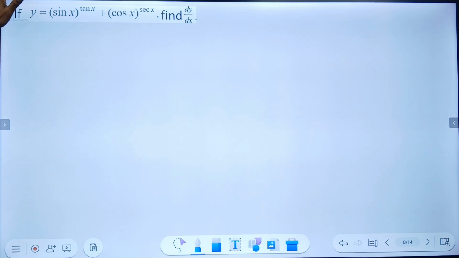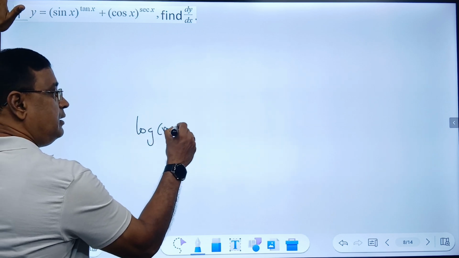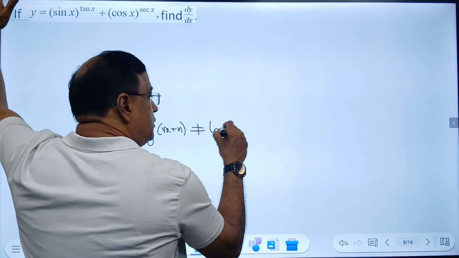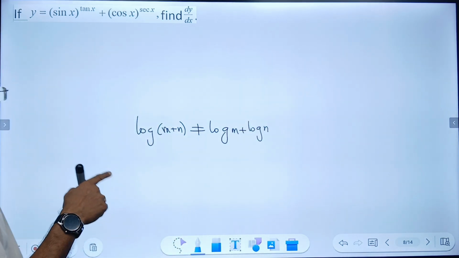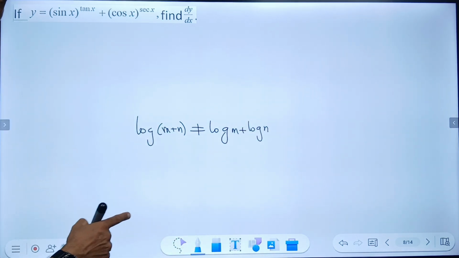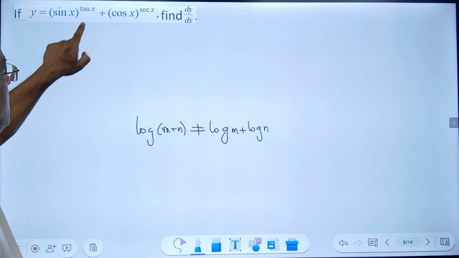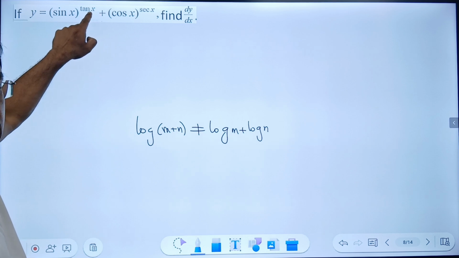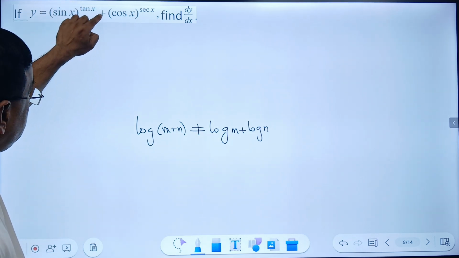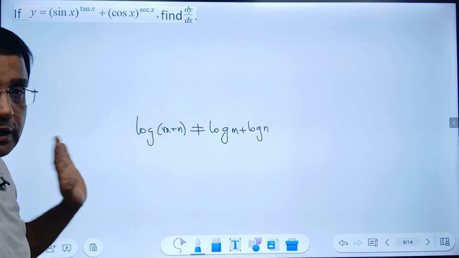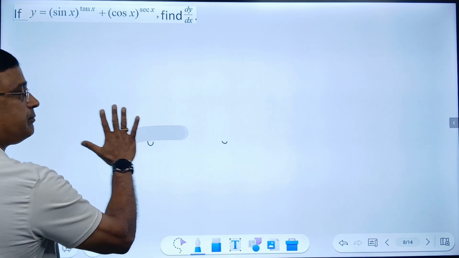Okay, log of m plus n is definitely not equal to log m plus log n. It doesn't work. Logarithm works only for multiplication. Log mn is log m plus log n, but log m plus n is not log m plus log n. So don't take log when you see a plus sign or a minus sign. If there is a multiplication sign or a division sign, then you can take it. Otherwise, don't do it. Something that you should never forget.